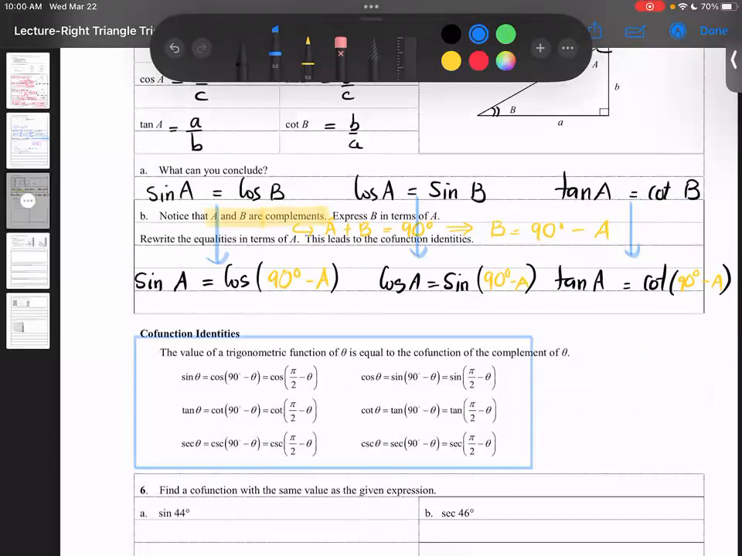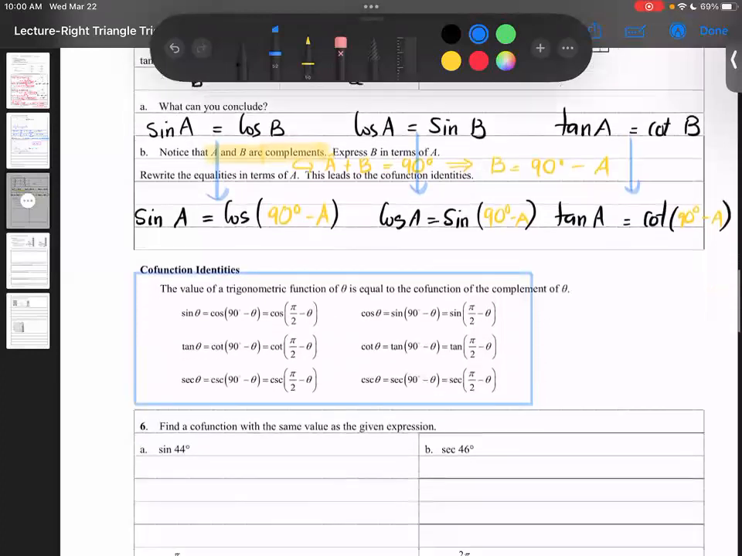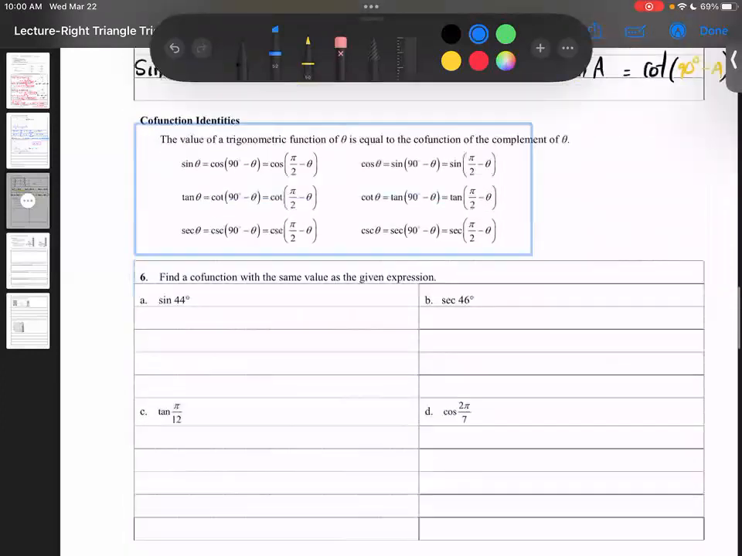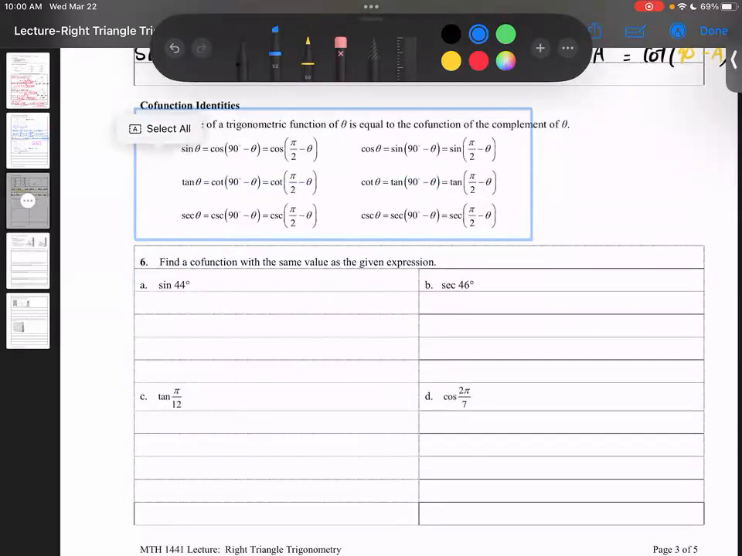Sine theta, instead of using A, they use theta in general. Sine theta equals cosine of 90 minus theta. This is in degree; in radian, 90 degree is the same thing as pi half. So pi half minus theta. And it's the same thing for the rest. Co-functions have the same values at a given expression.